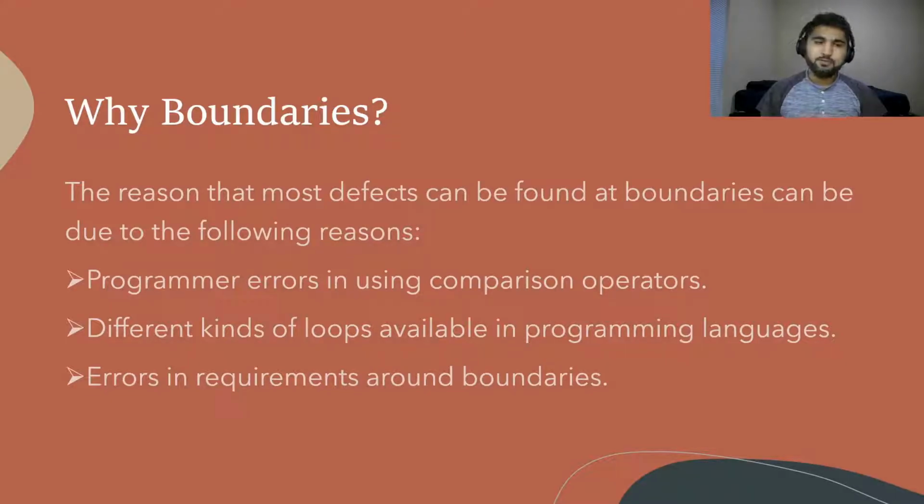And then we also have different kinds of loops available in programming languages, like for loops, while loops, and do while loops. For loops and while loops act kind of similar, but a do while loop behaves totally differently. It does not check the condition before iteration. It iterates first and then checks the condition. So the errors could be due to that as well, and our errors could be due to errors in requirements as well.